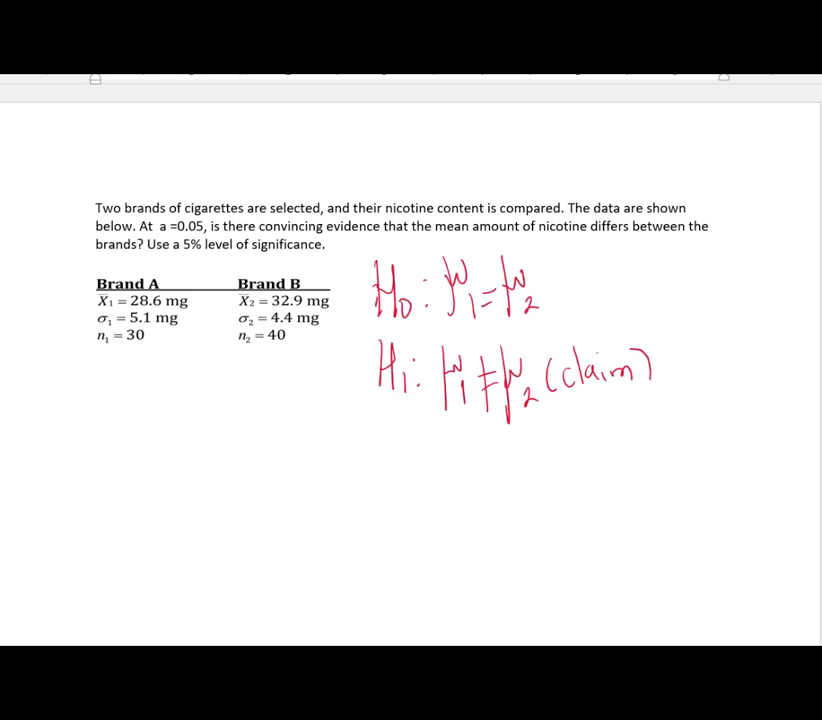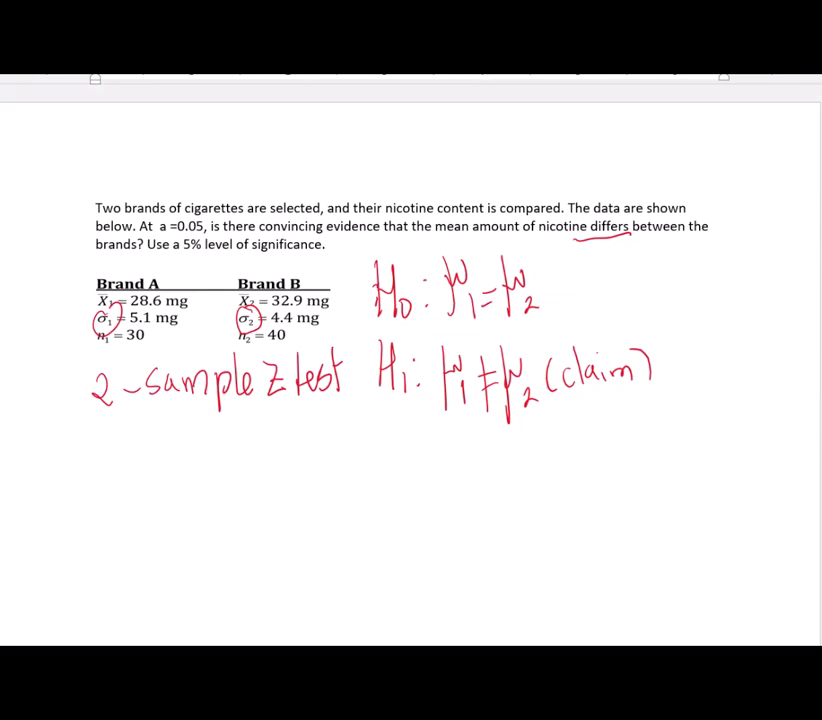So for H1, guys, it will be mu1 not equal to mu2. This is the claim. That's what he's saying, differs. And H0, as you know, is always a statement of equality. So mu1 equals mu2. Here, we're not going to use a t-test because he gave me sigma 1 and sigma 2. I cannot use a t-test. I must use a z-test. And the name of the test is two-sample z-test.